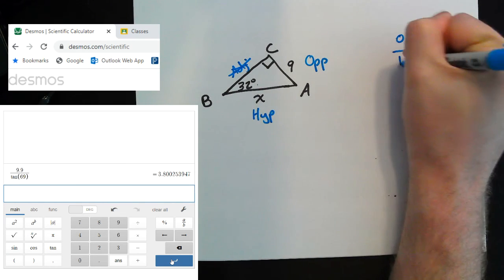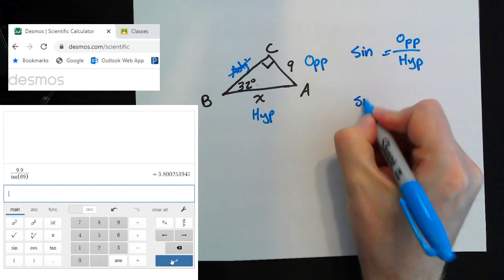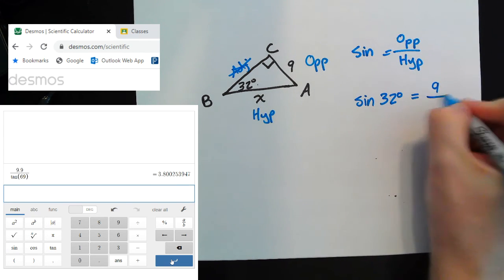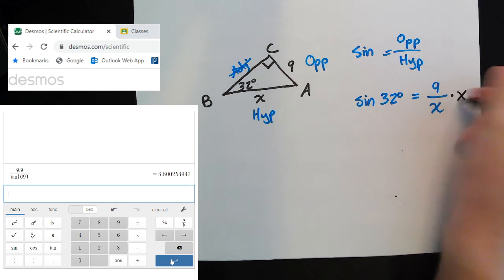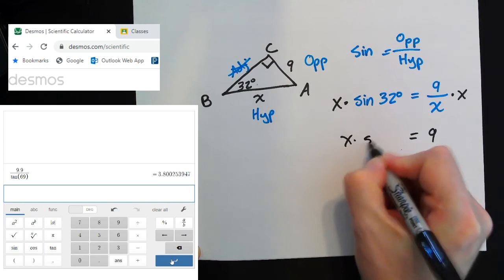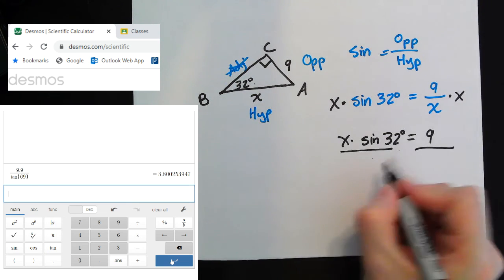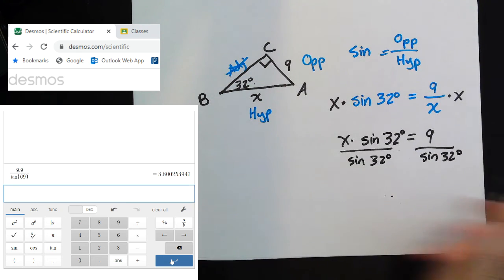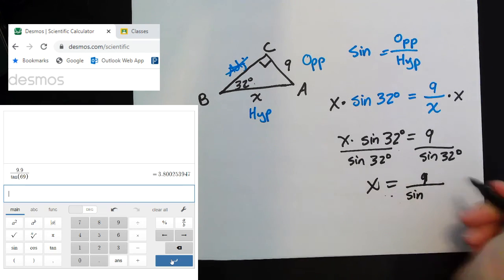The opposite over the hypotenuse is the sine. So I can write my equation. The sine of 32 degrees equals 9 over x. We have x in the denominator again. So I'll multiply by x. 9 is x times the sine of 32. And I'll divide by the trig function. X is 9 over the sine of 32 degrees.